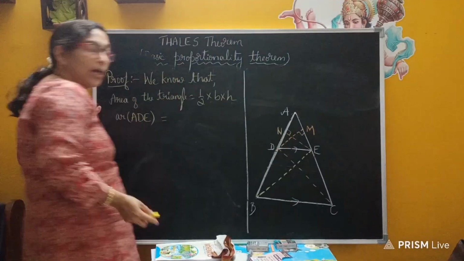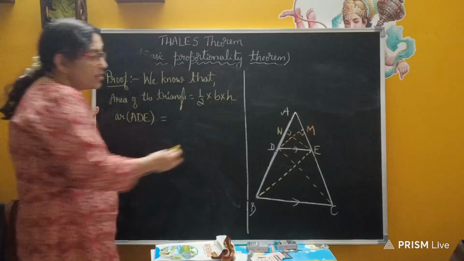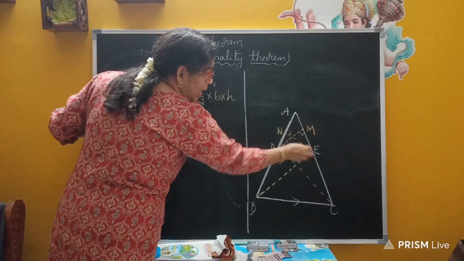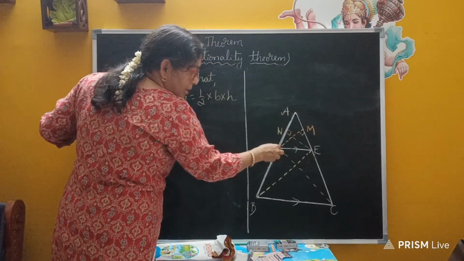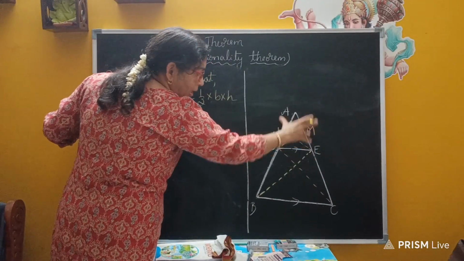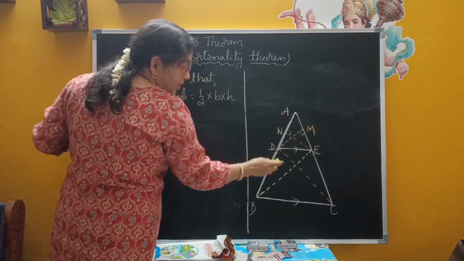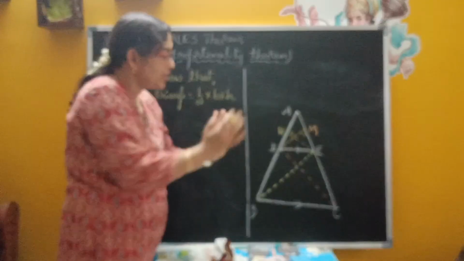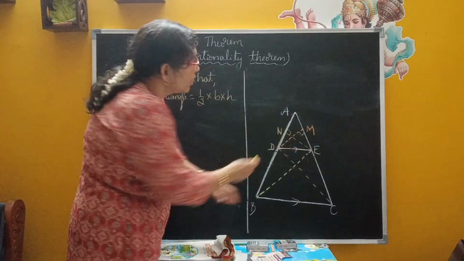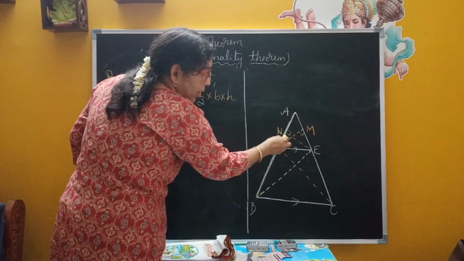Which is the corresponding height? This is nothing but EN. If I take AD as the base in this small triangle, just tilt it upside down and consider AD as the base, what do we get now? This would be height or perpendicular.